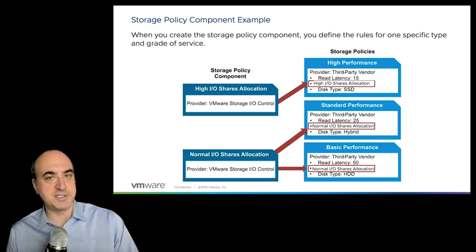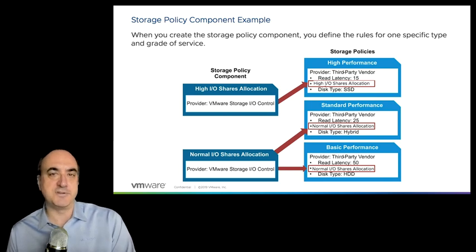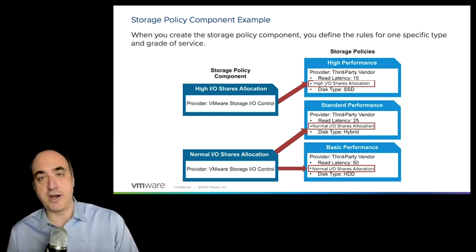Now, we've also decided that if we're going to give a VM the high performance placement policy, let's also give it high prioritization as the IO goes through the ESX server. So we could create in advance different storage policy components that define different levels of prioritization. Now, they're actually already there. There's 3 already built in. There's one called high IO shares allocation, which gives VMs high priority. Then you have the normal IO shares allocation, which is kind of the default for everything. And then there's a low shares allocation for even lower priority.